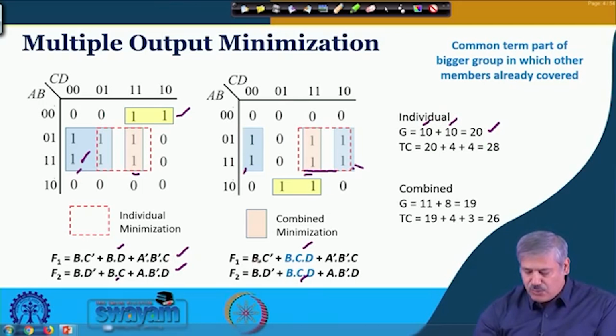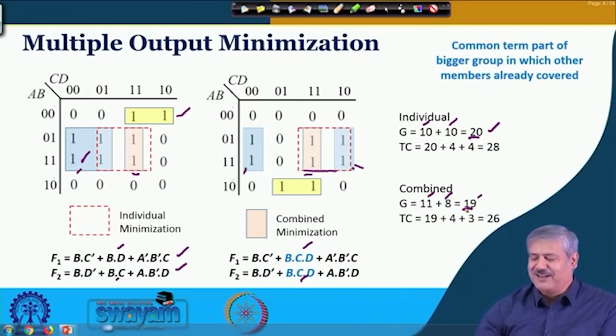Whereas, in this case 1, 2, 3, 4, 5, 6, 7, 8 and 3 terms are there, 11. In the second case 1, 2, 3, 4, 5, this is already generated, and 3 terms, that is 5 plus 3, 8. So, this is 19. So, this is 20 versus 19. Similarly, if you look at the total count, in some measures they are also considering the number of logic gates that are used. So, this is 28 versus this is 26. So, this is a better, less costly realization.